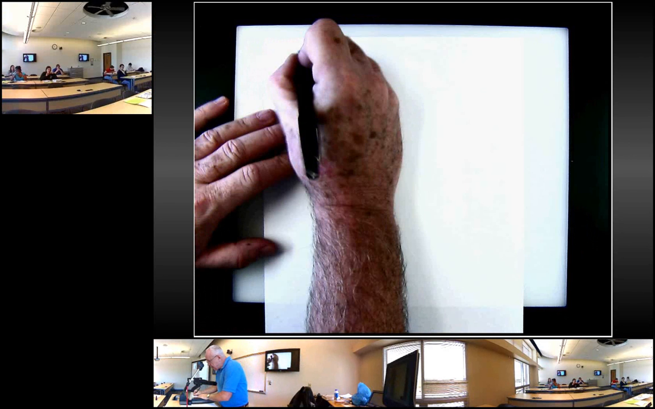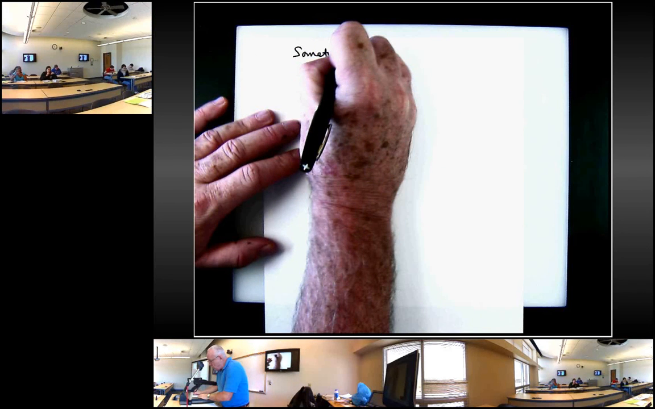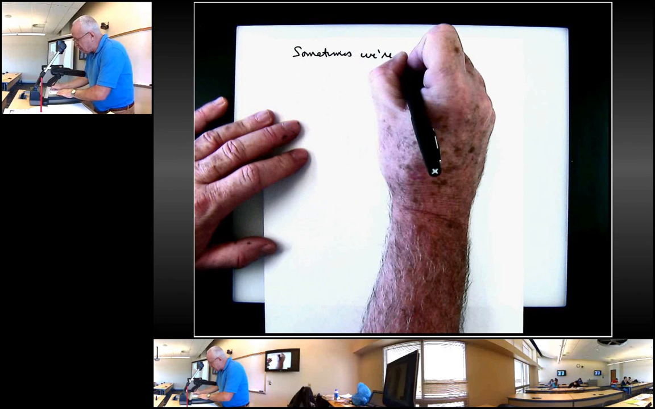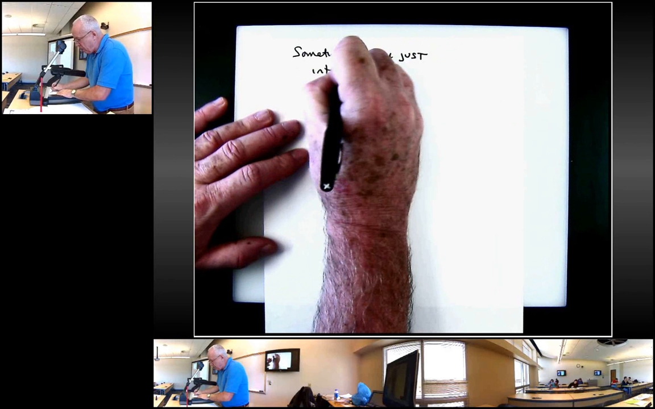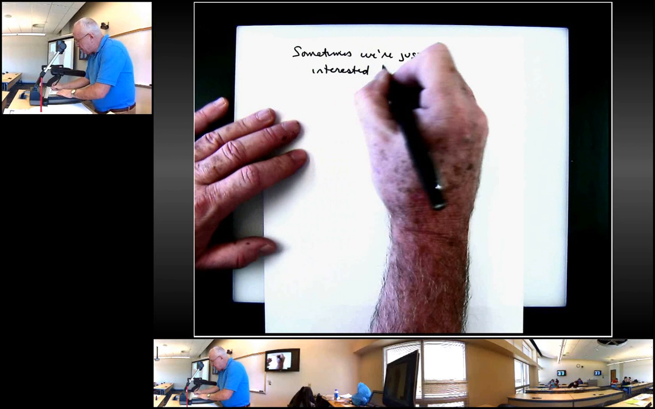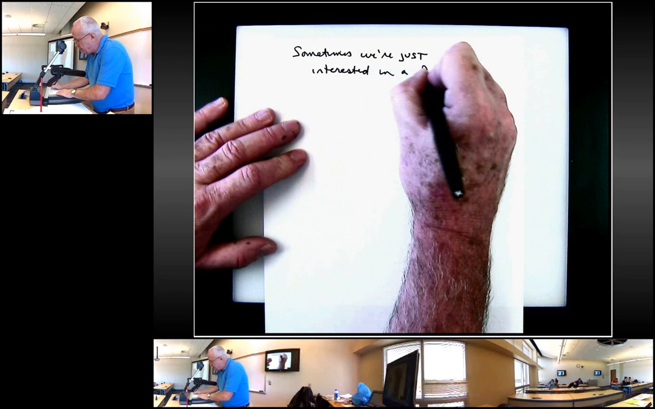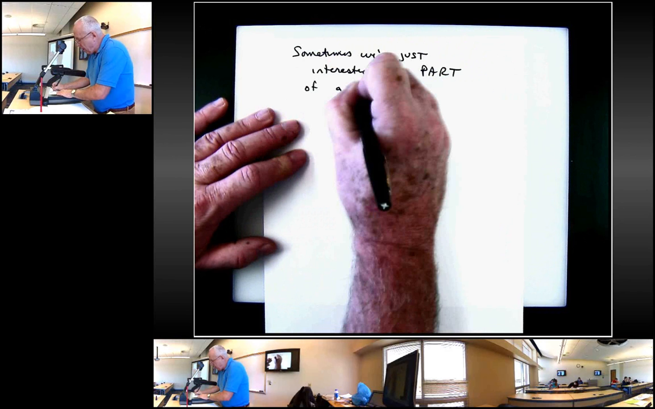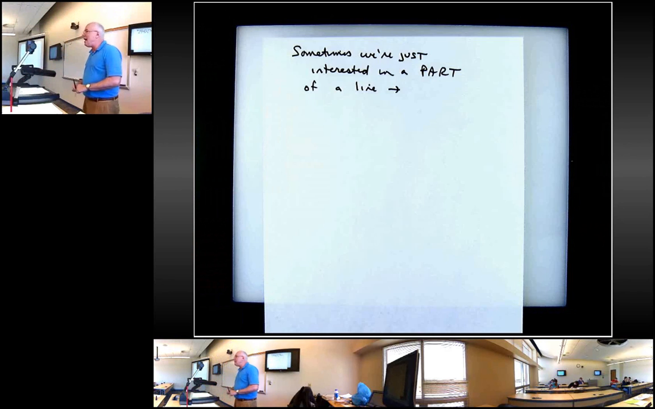All right. We're going to take just a little sidetrack here, because sometimes we're not concerned about an entire line going from here all the way to infinity over there. Sometimes we're just interested in a small part of a line. And the name for a part of a line is a line segment.